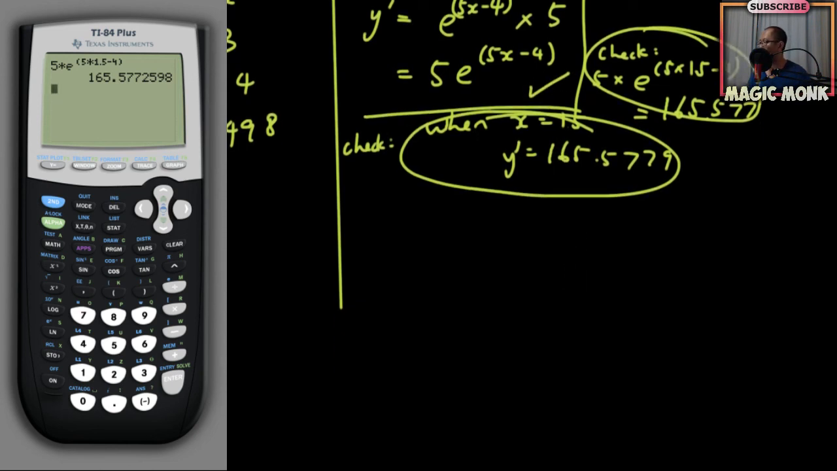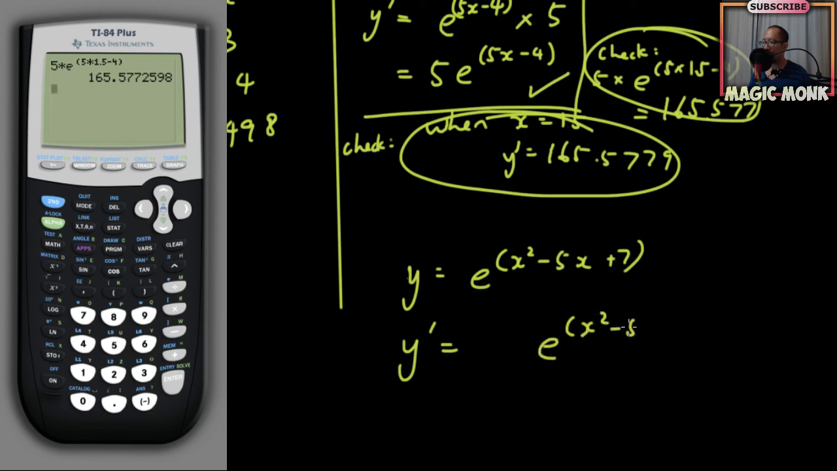Okay, so now let's do a slightly harder one. So if I put in, let's say, y equals e to the power of x squared minus 5x plus 7, you again copy it down, you differentiate the outside, which gives you the same thing, and then you differentiate the inside of the bracket, which gives you 2x minus 5. So that's the answer for differentiating.